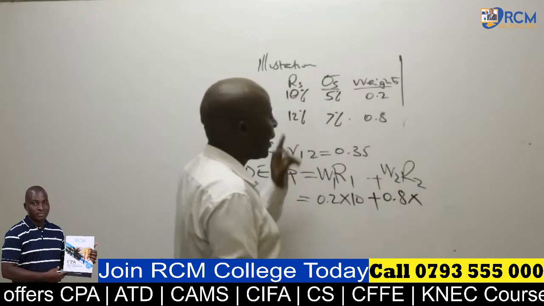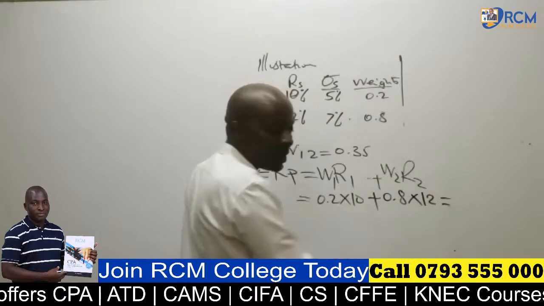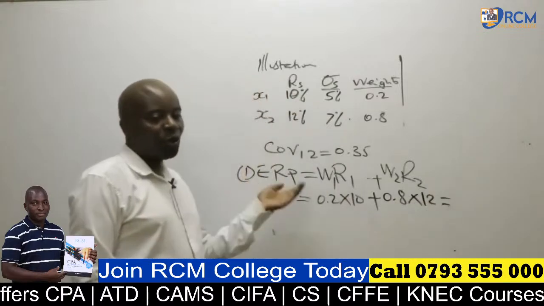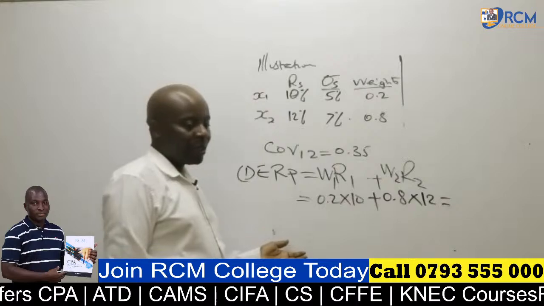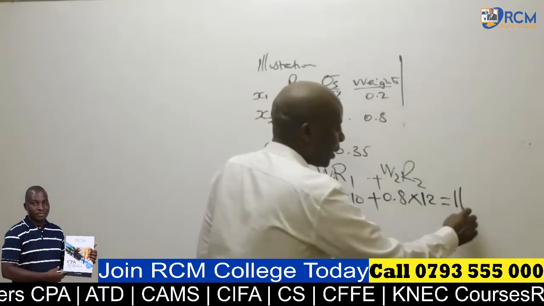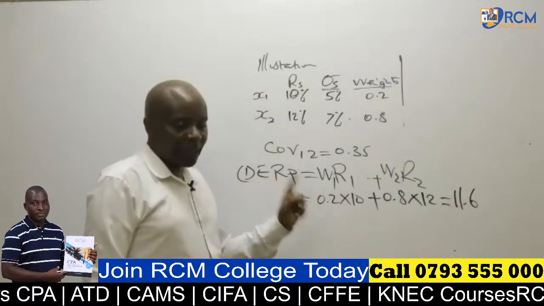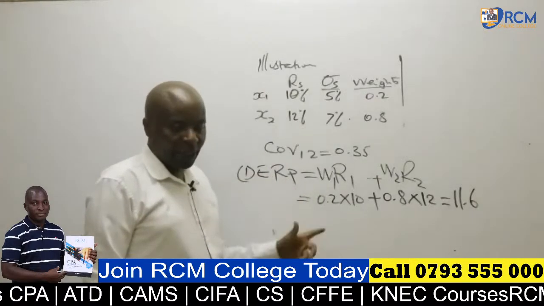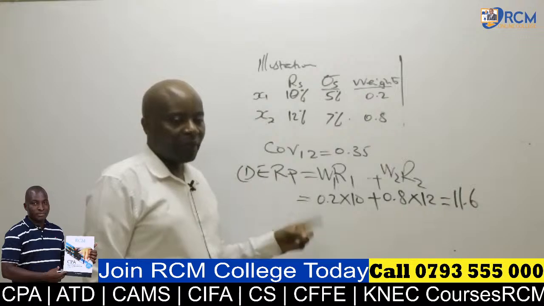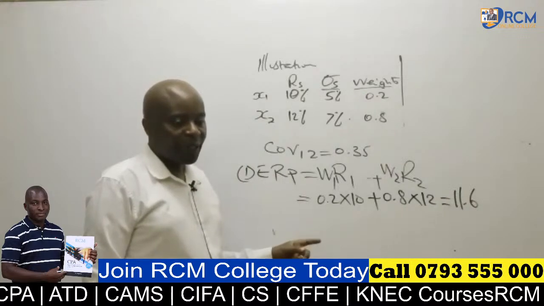Return 2, which I have been told here, is 12. I have left the percentages out. So could you kindly remind the teacher of the figure? Somebody will tell us that this expected return of the portfolio is 11 point what here, somebody? It is 11.6.